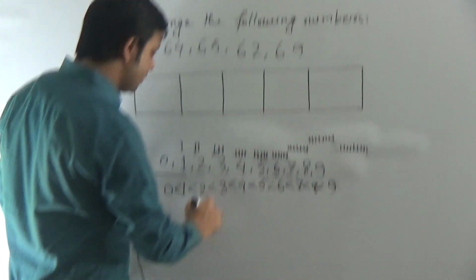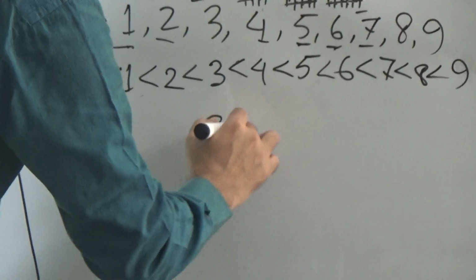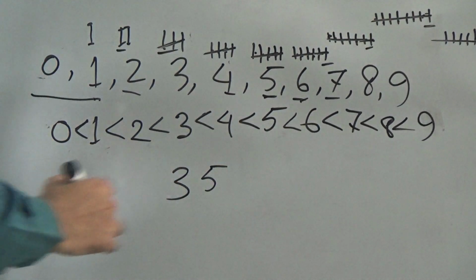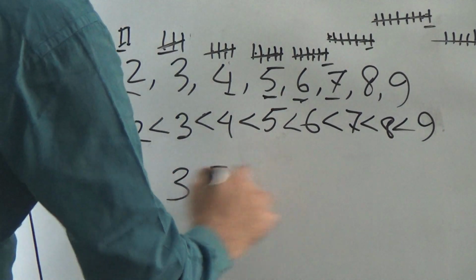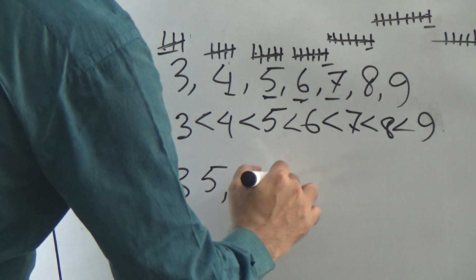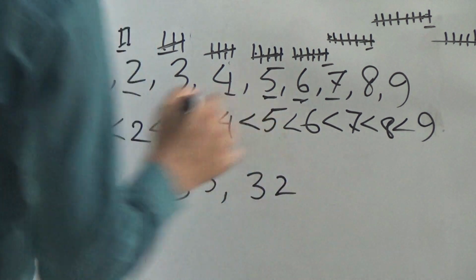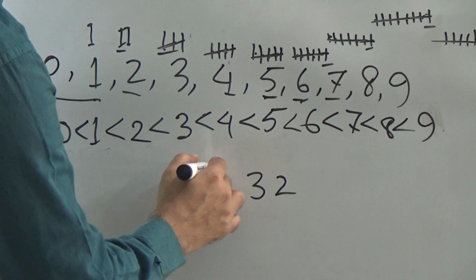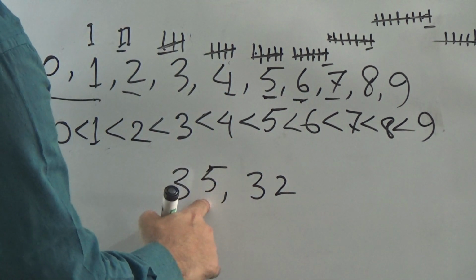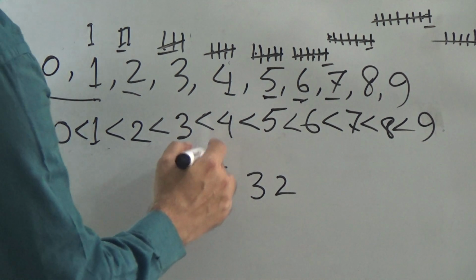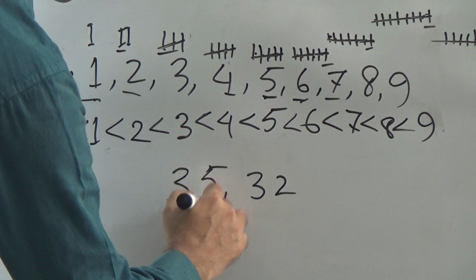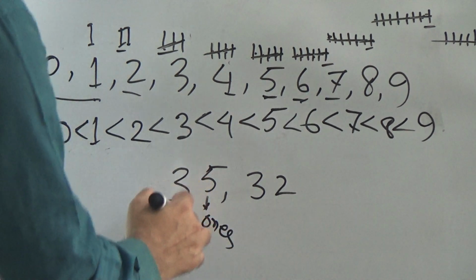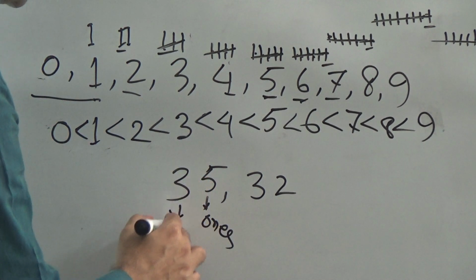Now consider a number which contains two digits. Suppose 35 and another number, consider here 32. Dear students, now see, this is the last digit of 35. 5 is the last digit. Last digit means ones place. This is known as ones place. And here is 3. 3 means tens place.